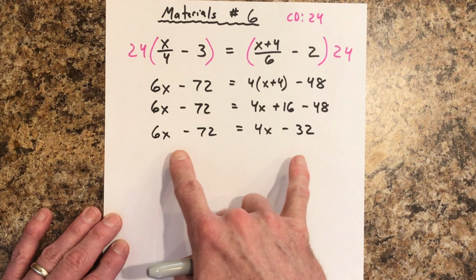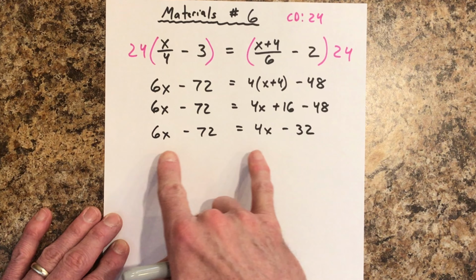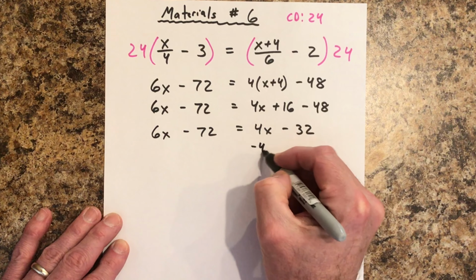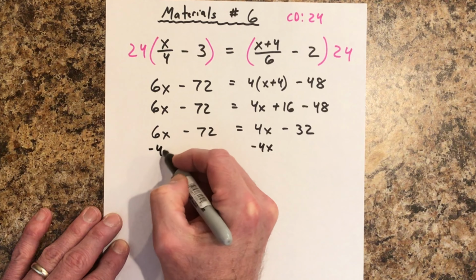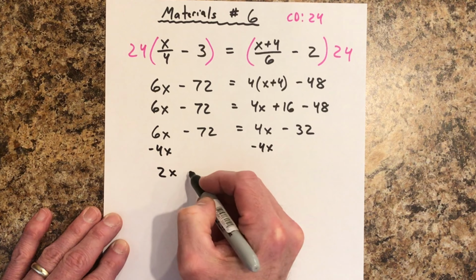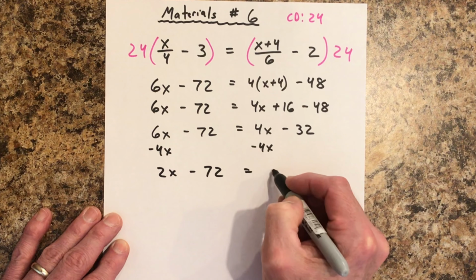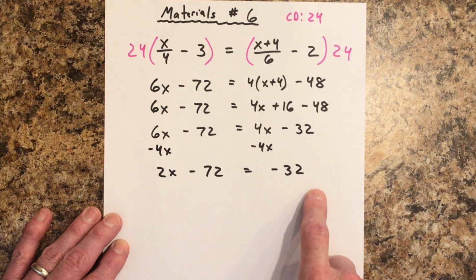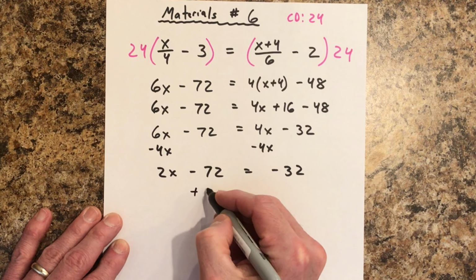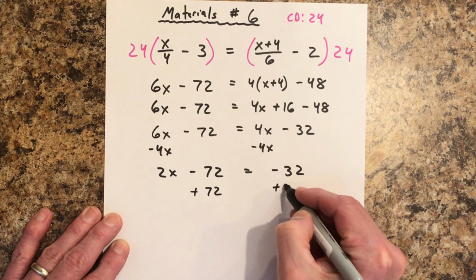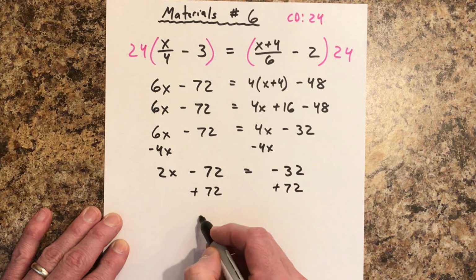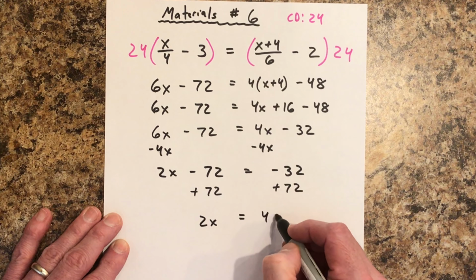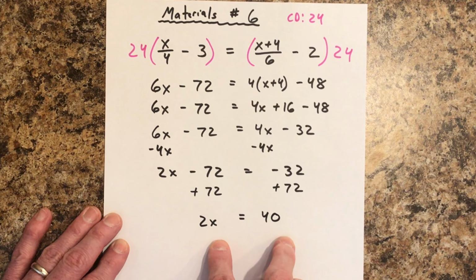Now we make a decision about which side we want x on. I'm going to choose to keep my x's on the left. So I'll subtract 4x from both sides. Which means we now need to move the 72 over, so we add 72 to both sides. Finally, divide by 2.